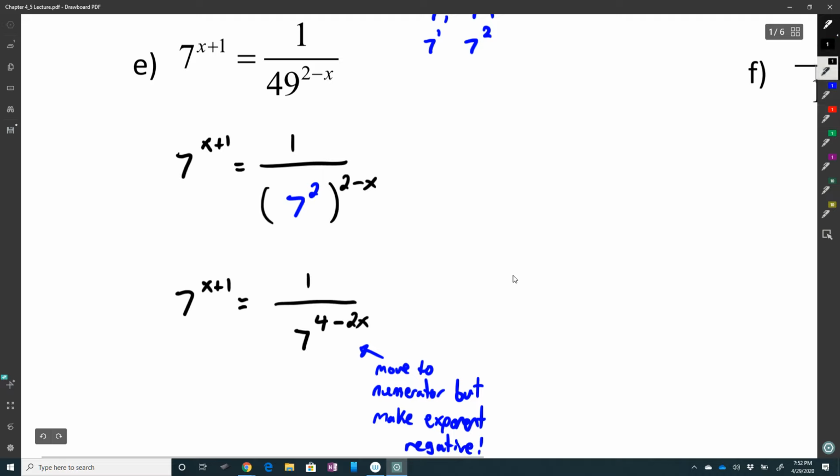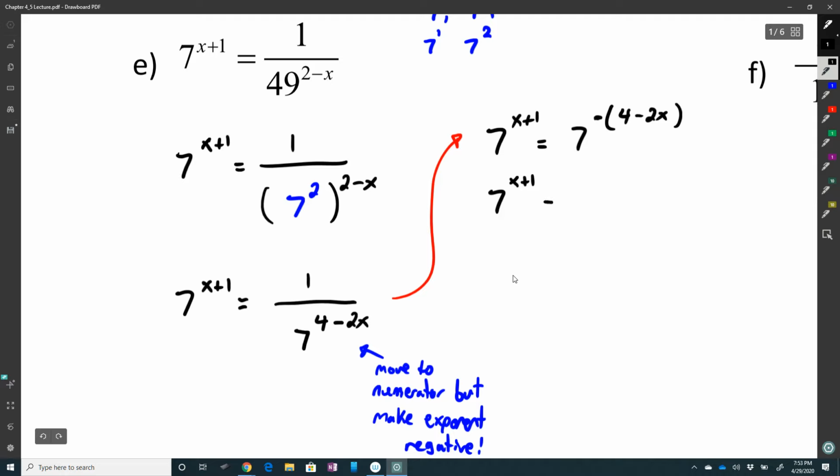So I'm going to move up here to do that. So I have 7 to the x plus 1 is equal to 7 to the, and notice what I'm doing. I'm making it negative, but the negative affects the whole thing. So negative 4 minus 2x. Then you can distribute that. Negative 4 plus 2x. So now the bases are the same, so now I can set the exponents equal to each other. So I have x plus 1 is equal to negative 4 plus 2x. And we just solve it.